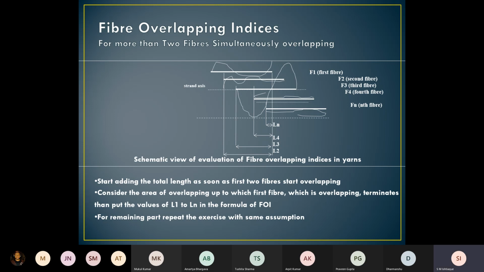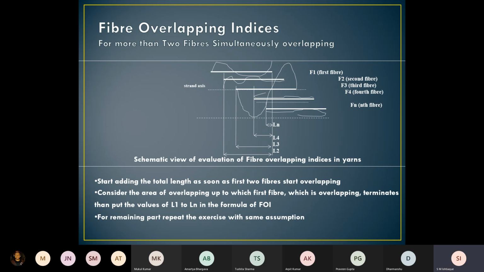Otherwise, the fiber is going up to this point, and the second fiber, which is moving this way, is going up to this point. Suppose this is the length in the yarn; that I will call my fiber extent, because this is the starting point of the fiber in the yarn, and this is the end point of the fiber in the yarn. In case of the second fiber, my fiber extent is from the starting point to the end point. But the overlap length is this portion. This is my overlap length.